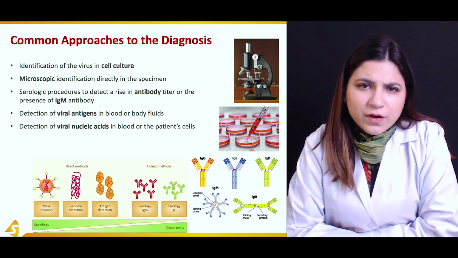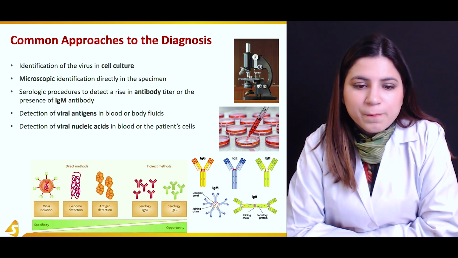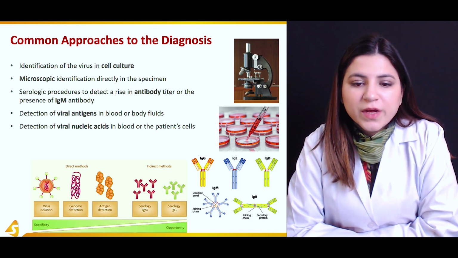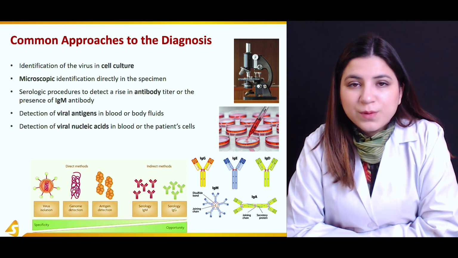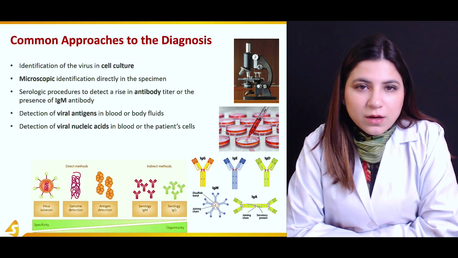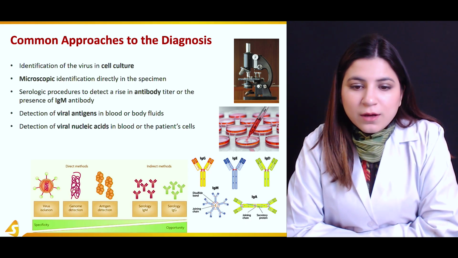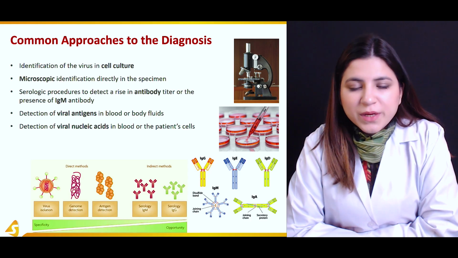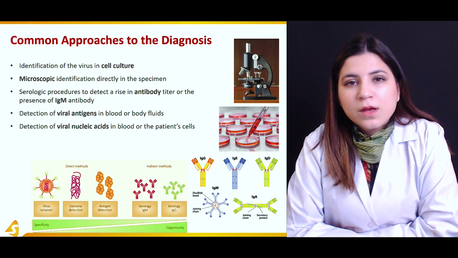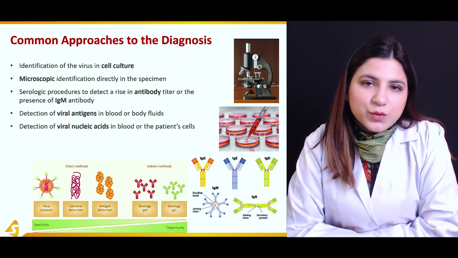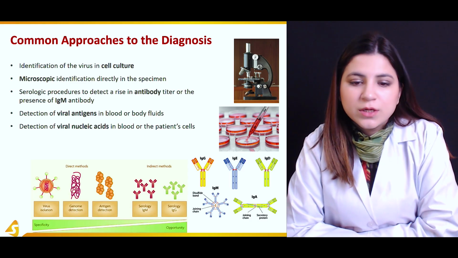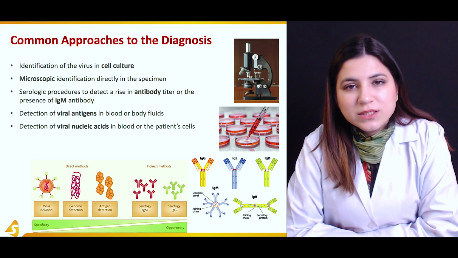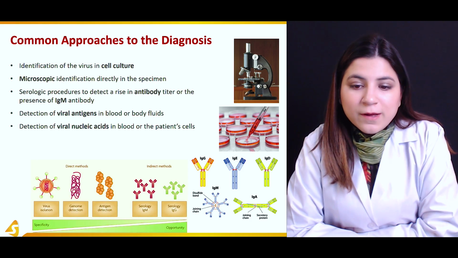There are certain difficulties in this particular diagnosis approach. We'll be discussing that later in this lecture. Then there is microscopic identification, which is done directly on the specimen. The specimen can be the blood of the patient. The specimen can be any body fluid of the patient in which there might be a chance of presence of viruses. Then there are serologic procedures, which basically detect the rise in antibodies which are present in your body.